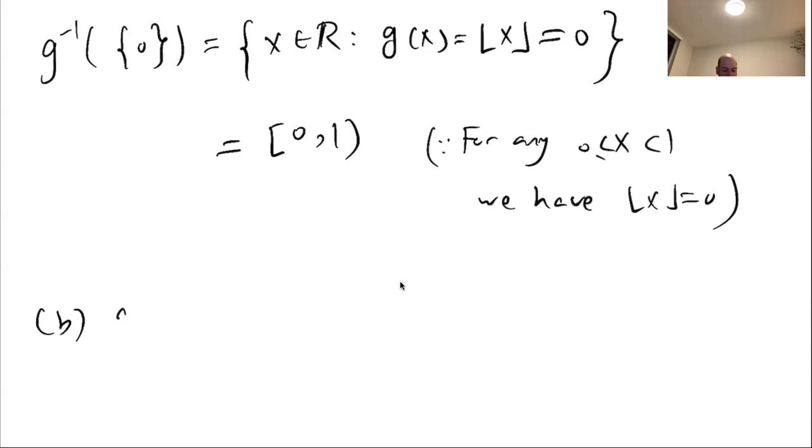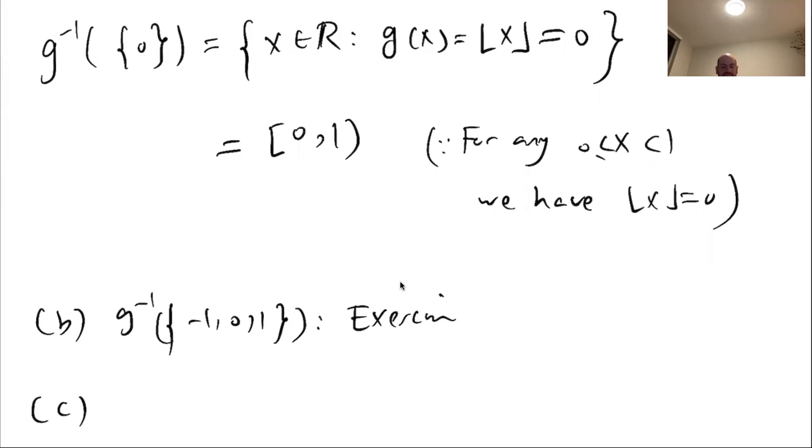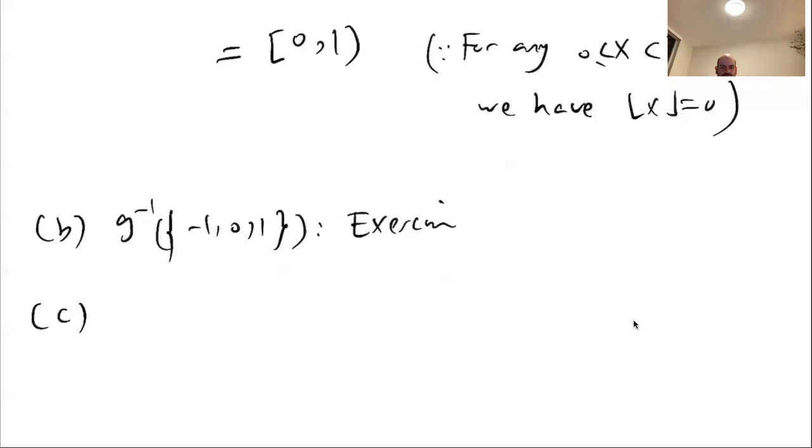So part B, g inverse of {-1, 0, 1}. Let me leave this as an exercise. Part C, g inverse of this set: the set of elements x such that x is bigger than 0, less than 1.